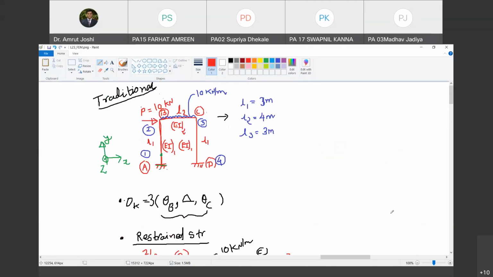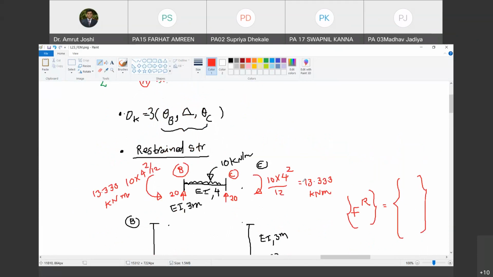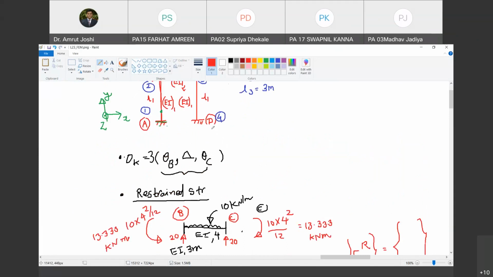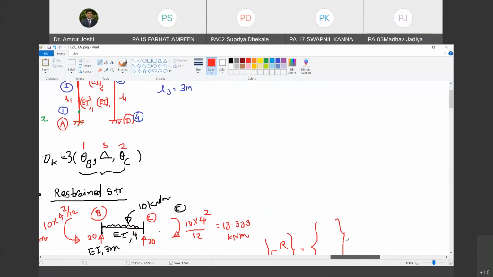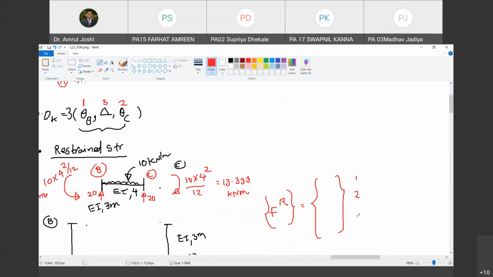So in the restrained force matrix, how many elements will be there? As many elements as the degree of kinematic indeterminacy. Are you with me? Yes, sir. So now let us number these degrees of freedom. I will number theta b as 1, theta c as 2, and delta as 3. Rotational degrees of freedom 1, 2, theta b, theta c. The translational degree of freedom delta is numbered as 3. Happy? Yes, sir. So now this FR matrix is going to have 3 elements, one corresponding to the first, second, and third degree of freedom.